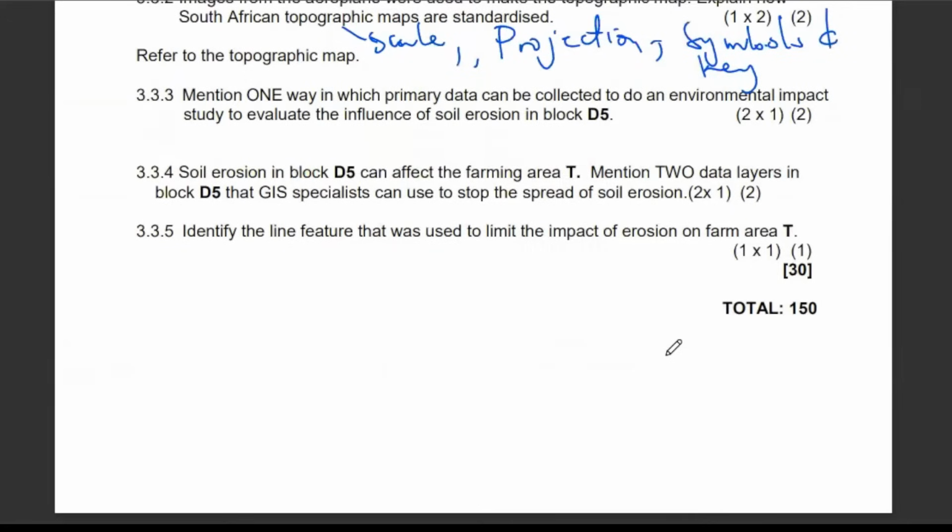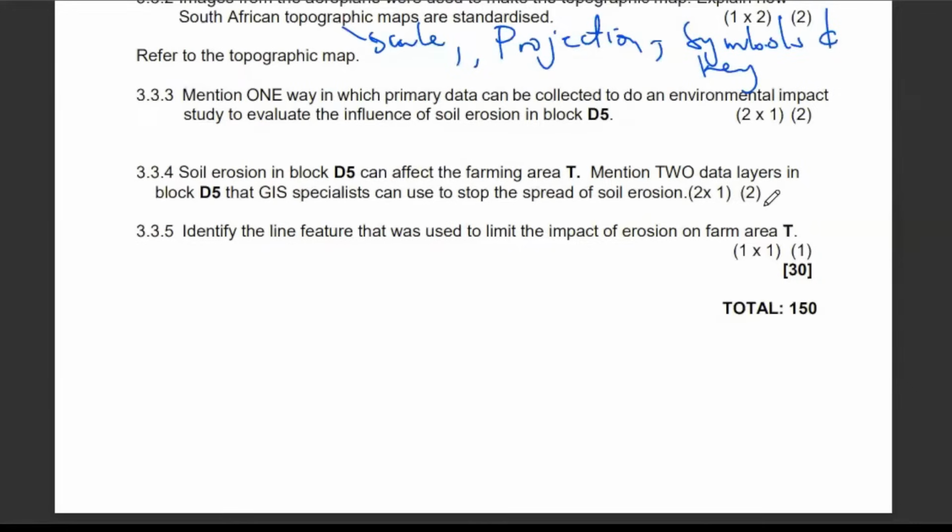And also we can apply remote sensing techniques to access the data, for example, using drone systems. We can use a drone to actually view the area and get primary information on the area so that we can do an environmental impact assessment. Soil erosion in block D5 can affect farming, the farming area. Mention two data layers in block D5 that GIS specialists can use to stop the spread of soil erosion.